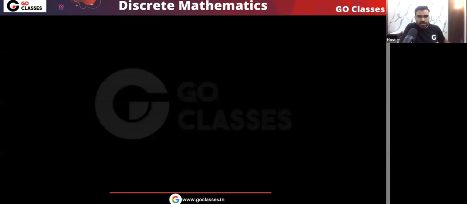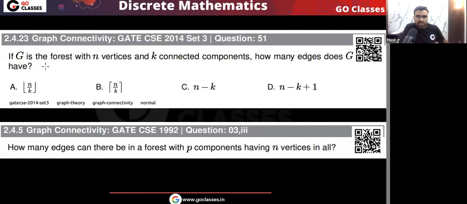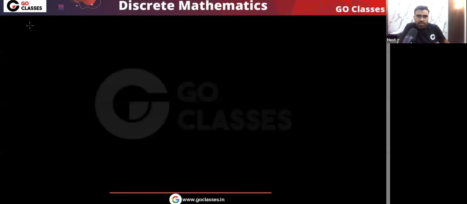So let's solve it. See, you have a forest. The question is saying that there is a forest. Forest means acyclic graph. In a forest, tell me, every connected component is a tree, right? Yes or no? Because a forest is an acyclic graph, so in this forest every connected component will be a tree. So you have a forest on n vertices and there are k connected components. Now we need to find how many edges are there.